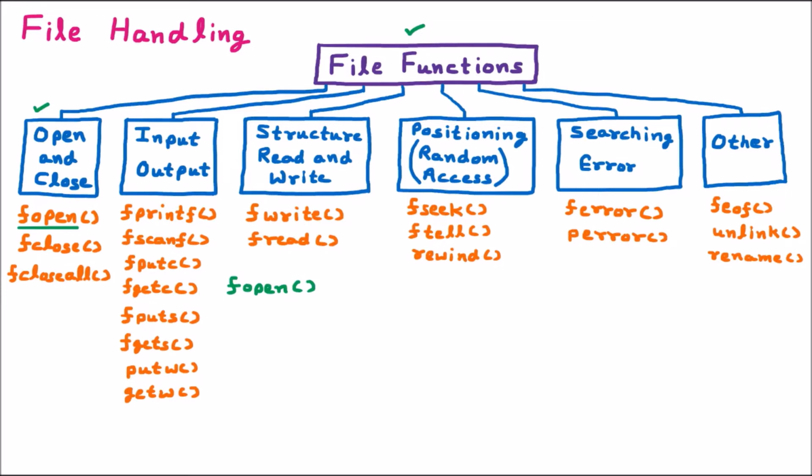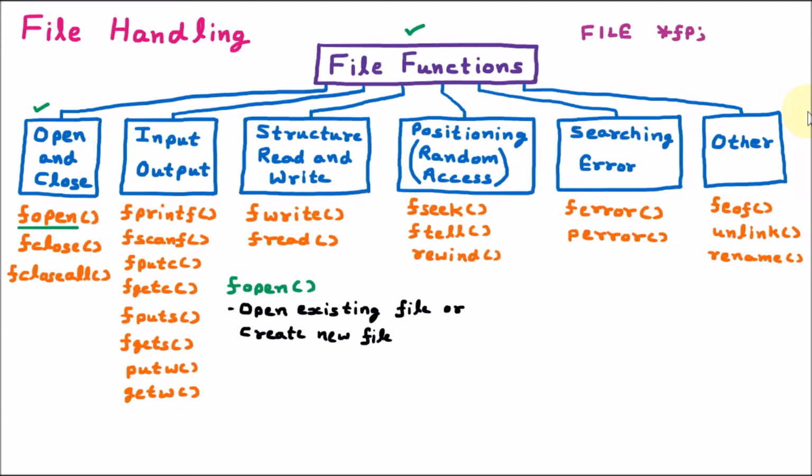Whenever we are dealing with a file, we need the file pointer. So here we have the FILE structure. With that file structure, we have to create the file pointer. So here *fp. This fp is the file pointer. This file pointer contains the address of the file structure. So now with the help of this file pointer, we can work with the file functions.